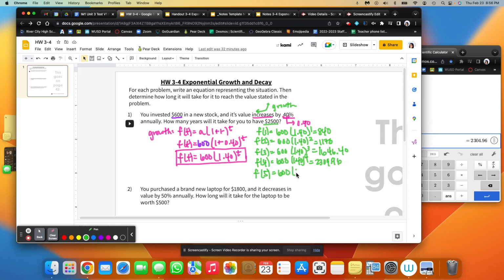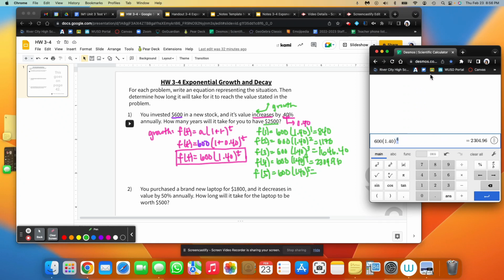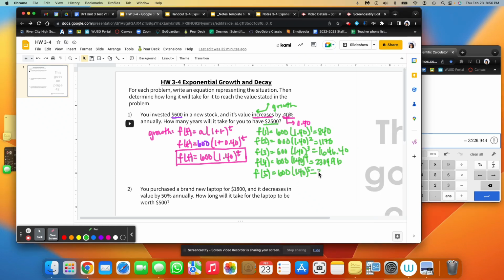Let's just see. So 600 times 1.40 to the fifth power. We get $3,226.94. So it looks like we reached this value of 2,500 at some point here. So 2,500 is somewhere between the fourth and the fifth year. So how many years? We're going to say it will take between 4 and 5 years to have $2,500.